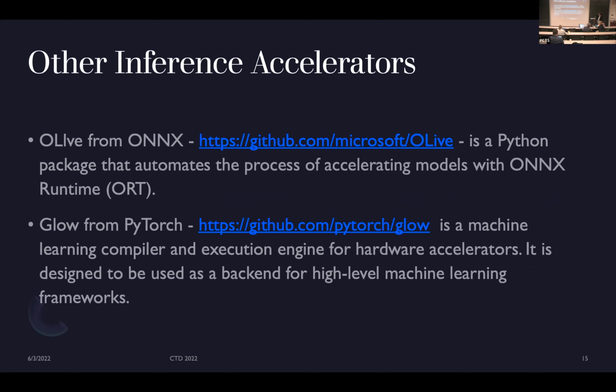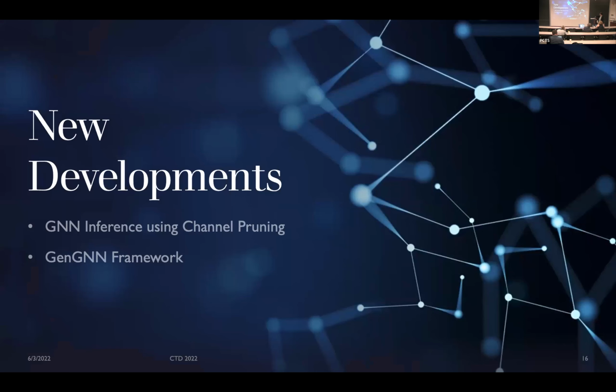There are some other tools available. Olive from ONNX is a Python package that automates the process of accelerating models with the ONNX Runtime. And then Glow from PyTorch is a compiler that optimizes the models for different hardware accelerators.